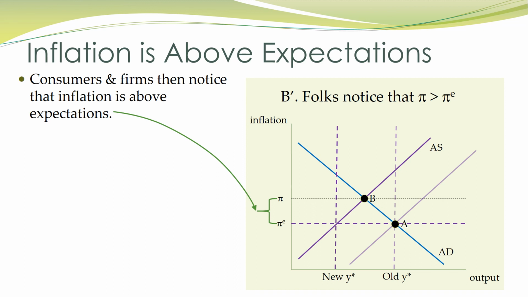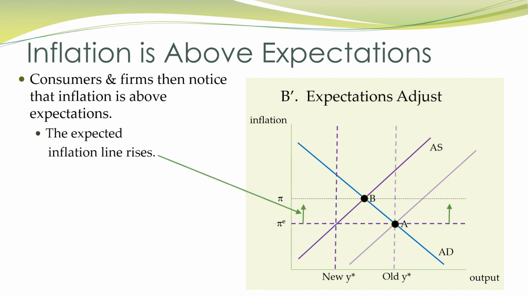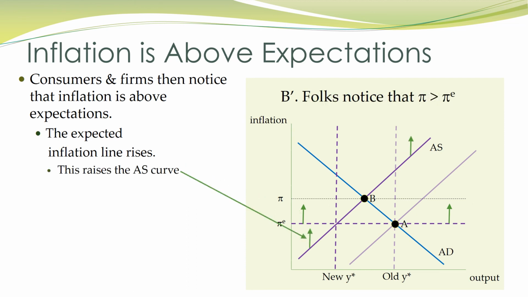Consumers and firms begin to notice this. They raise their expectations of future inflation. These higher inflationary expectations take the form of an upward movement in the expected inflation line as depicted. By its nature, the AS curve must rise in lockstep with the expected inflation line as indicated by the arrows.